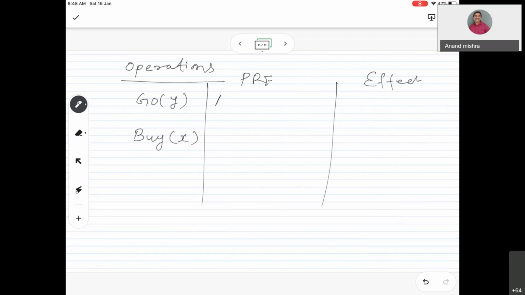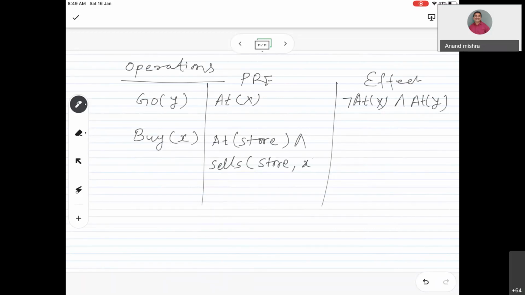Precondition is you need to be at X, and of course you should have a path between X and Y. That's, let's say, assumed, and you will not be at X, but you will be at Y. Buy X is you need to be at a store, and that store should sell that X, right? And here we are not assuming that you should have money at all.